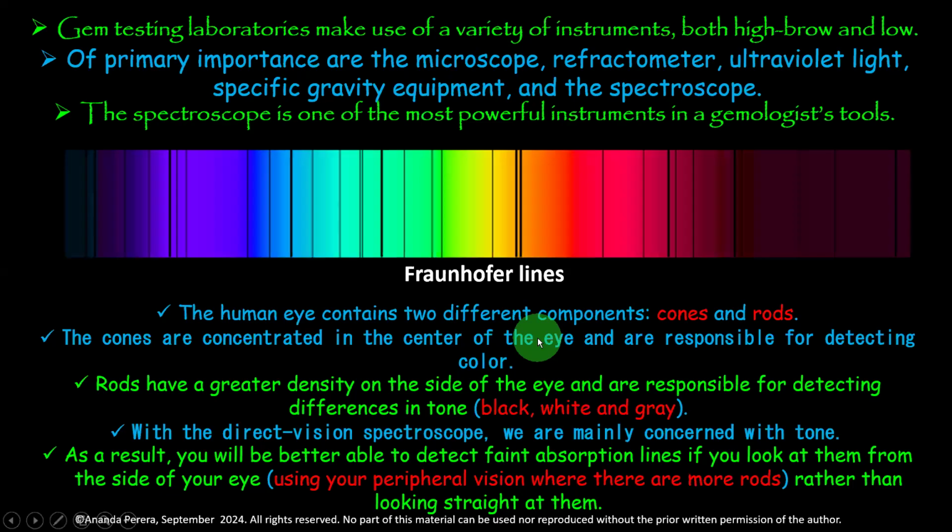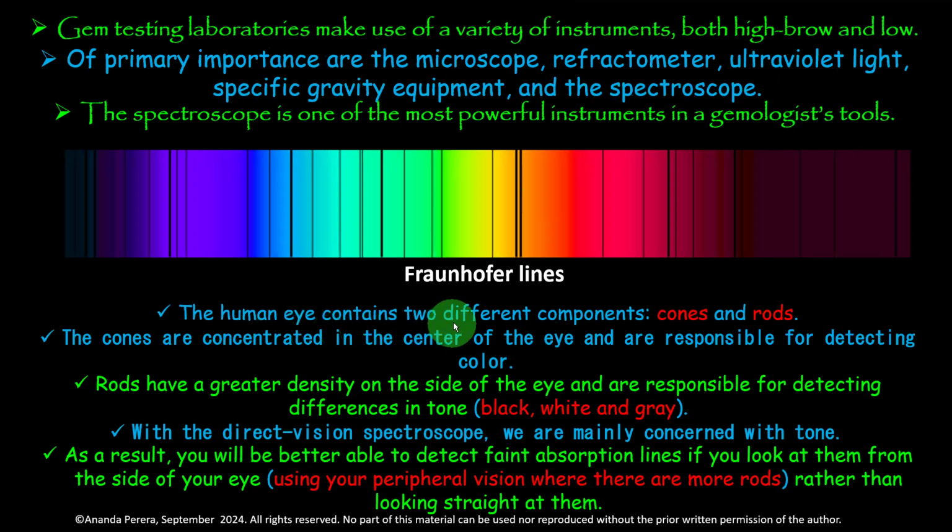We are moving to the next. Fraunhofer lines. This is called Fraunhofer lines. What does that mean? Gem testing laboratories make use of a variety of instruments, both high and low. Of primary importance are the microscope, refractometer, ultraviolet light, specific gravity equipment, and the spectroscope. The spectroscope is one of the most powerful instruments in the gemologist's tools.